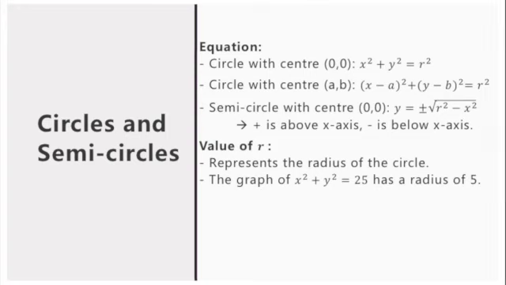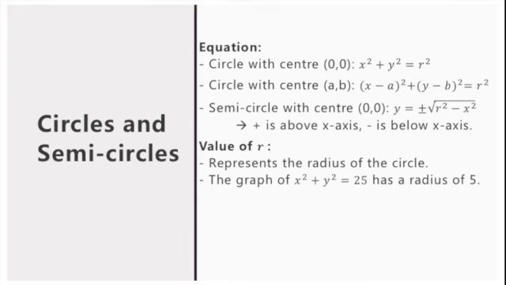The second circle that we have to deal with is where we have a center anywhere apart from the origin. And that goes by the equation of (x minus a) squared plus (y minus b) squared equals r squared. So we still have r squared to be able to find out what the radius is fairly simply.